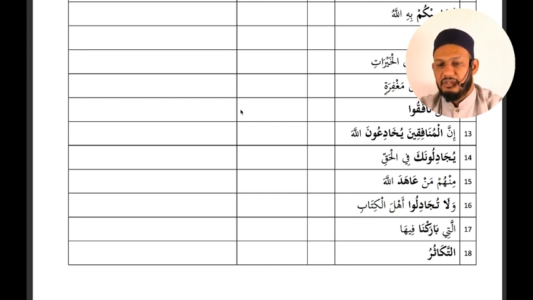Number 13. Inna al-munafiqina yukhadi'una Allah. Inna, verily, al-munafiqina. Nafaqa yunafiqu nifaqan, munafiqun. So munafiq is the ismul fa'il. Two munafiqs is munafiqani, munafiqaini. Many munafiqs is munafiquna, munafiqina. Verily the hypocrites. Yukhadi'una Allah. Khada'a. Yukhadi'u is the mudari'. Go down. Yukhadi'una.